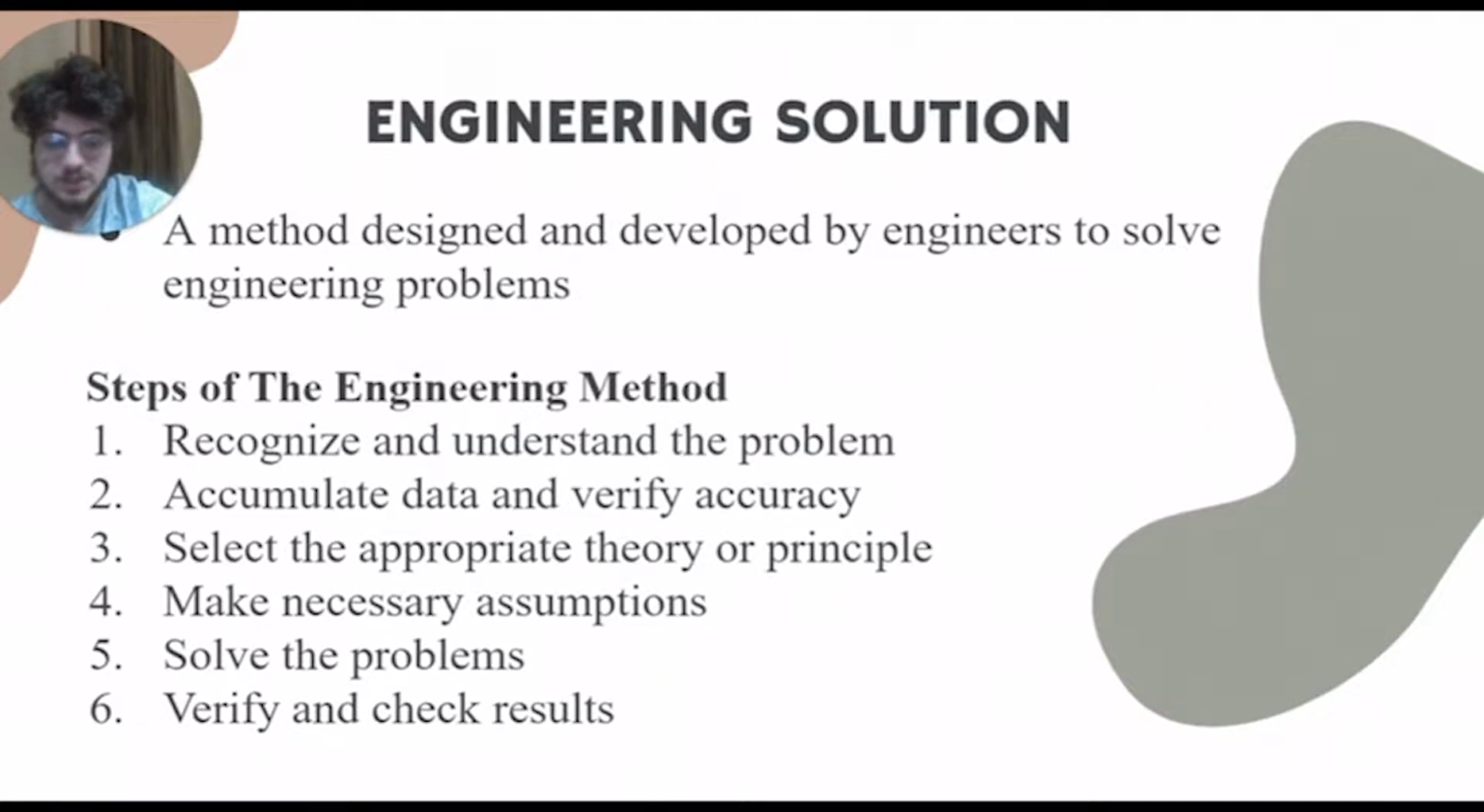Alright, for the lecture review, for engineering solutions, as engineers, we are required to design and develop solutions to solve engineering problems. There are 6 steps that we need to follow. First, recognize and analyze the problem, then gather data, and then use an appropriate theory. It's important to make assumptions to have a good vision. After solving the problem, we are required to check the results to minimize any mistakes in our solution.